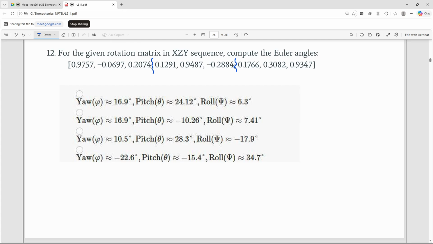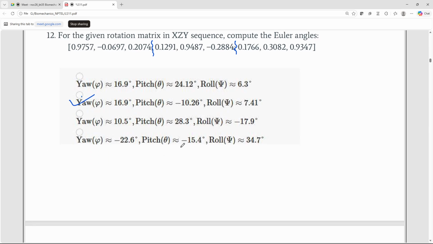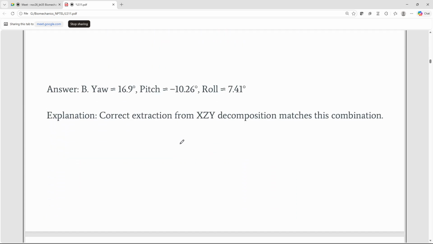The correct answer is the second one, B. That is a yaw of 16.9 degrees, pitch of minus 10.26 degrees, and roll of 7.41 degrees. Here it is asked for the XZY combination, that is, Rx, Rz, Ry decomposition. So you have to switch back into the rotation matrices and multiply to get this answer.